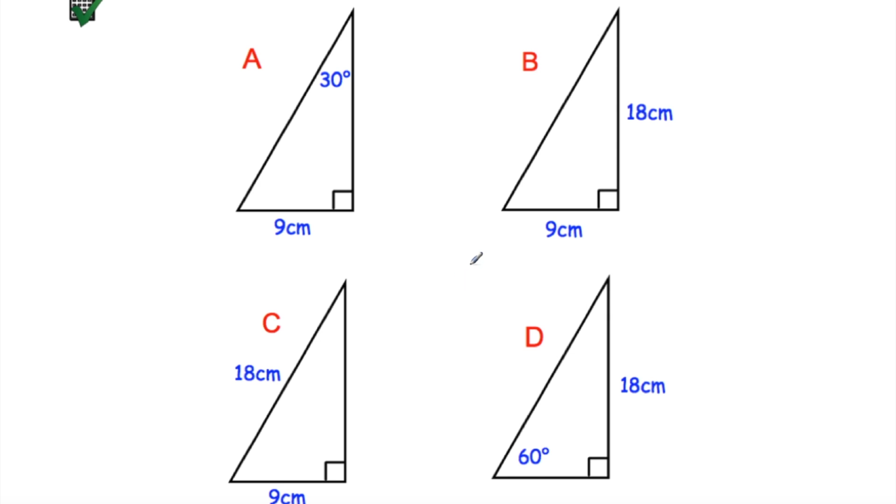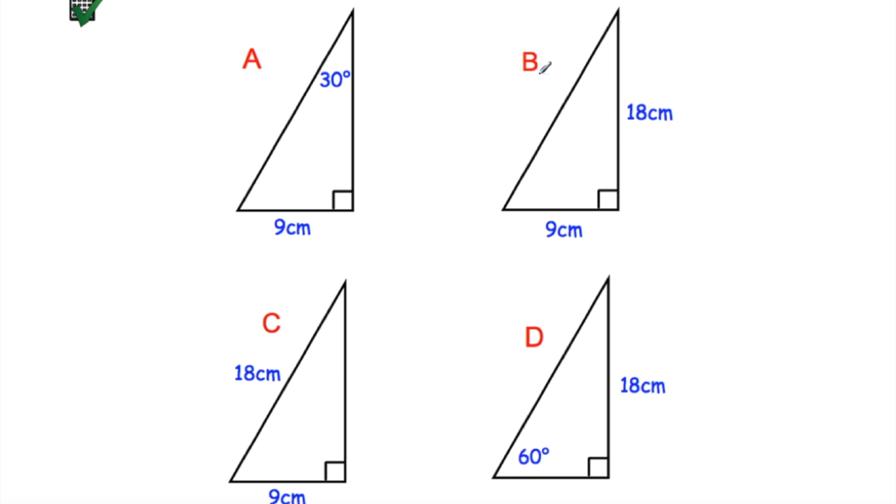So they're all right angle triangles, that's great. So they've all got an angle in common, they've all got that 90-degree angle. And then we've got these three with a base of 9 centimeters. We've got C and B labeled 18 centimeters. With C, it's the hypotenuse, and with B, it's this other shorter side.